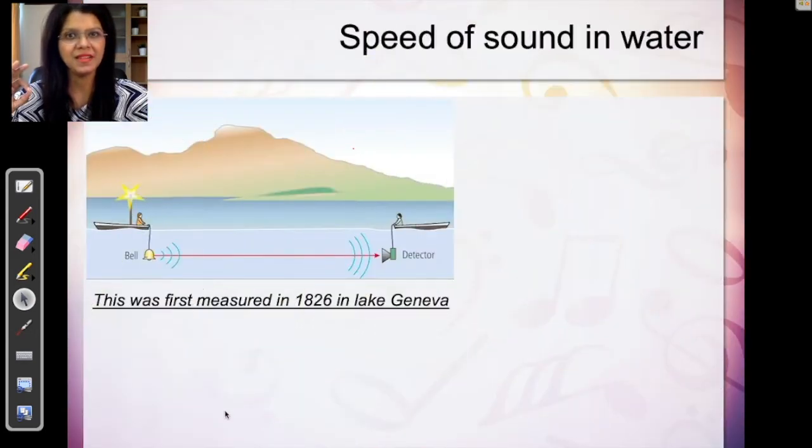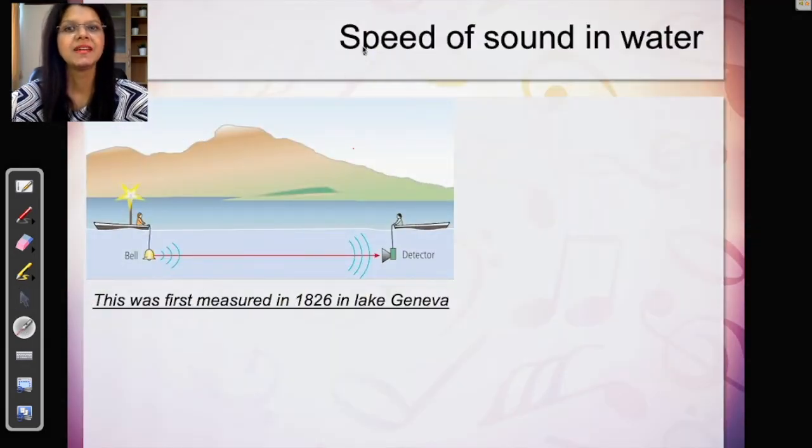Similarly, an experiment was conducted to calculate the speed of the sound in water, and this was first conducted in Lake Geneva in 1826. So let us understand what was done in the experiment. As you see, two boats were taken which were far apart from each other, many kilometers apart. You produced a sound under the water. The bell which is producing the sound is under the water.